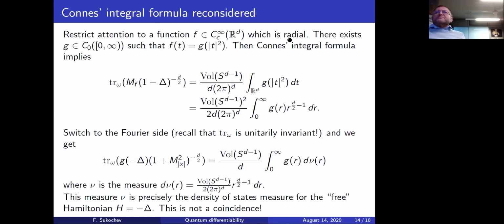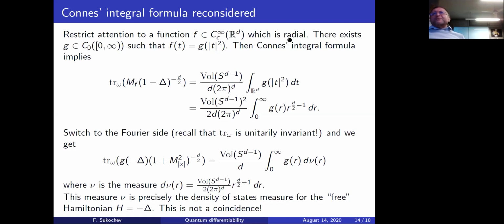Well, the first line in the display, which is in front of you, is still the same formula. I just substitute g of t squared instead of f of t, and then I simply compute this integral. Because now g is a function of one variable, I make a substitution, use the spherical coordinates, and I arrive at the formula: integral from 0 to infinity of g of r, and these coefficients come from this substitution formula.